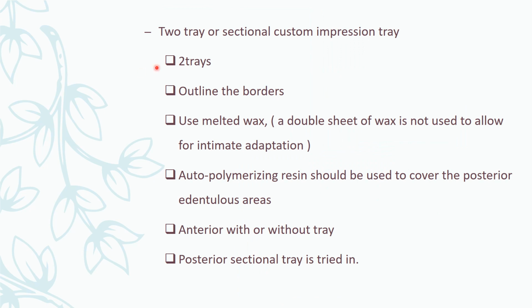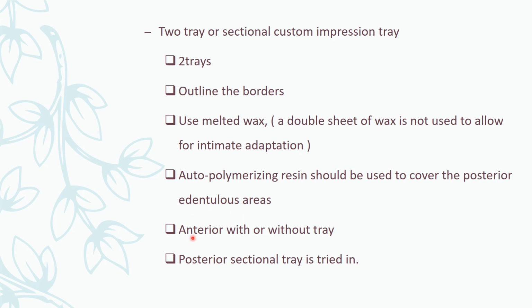Okay, so coming to the two tray or sectional custom impression tray. Two trays are being used. First you outline the borders, use melted wax, or allow the melted wax to flow and cover basically the undercuts. The autopolymerizing resin should be used to cover the posterior edentulous areas. It can be used, guys.